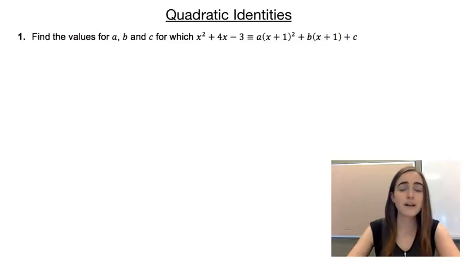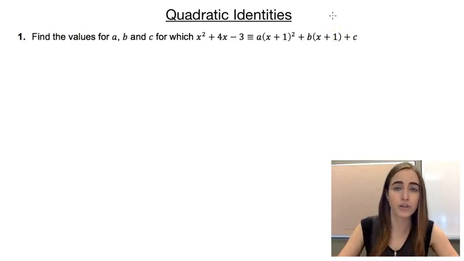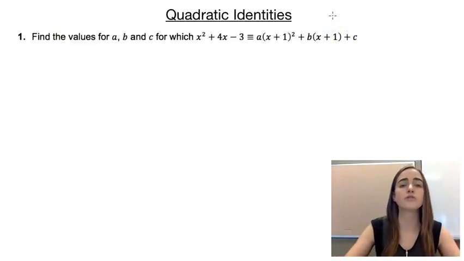So our first example asks us to find the values of a, b, and c so that x squared plus 4x minus 3 is equivalent to, or equal to, exactly the identity of a(x plus 1) squared plus b(x plus 1) plus c. Now there's two different ways we can approach these questions. So we're going to go through both methods for this problem and you can have a look and see which one you think is going to be easier and makes more sense to you.